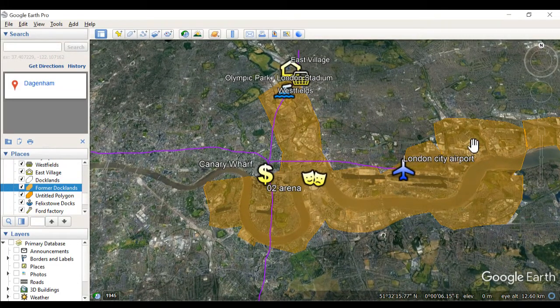Good afternoon, Year 10. Today we're here to understand the urban change that has happened in East London.